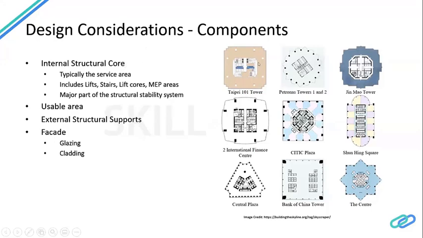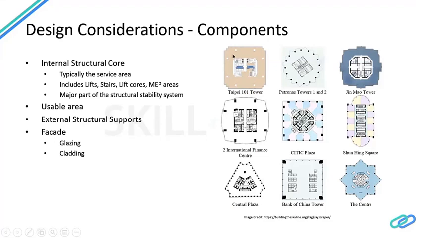So the first one is the internal structural core, which is this one, if you can see my mouse pointer. So this forms the structural core of a tall building. Now, these cores provide various utilities. One is this acts as the typical service area, which includes all the lifts, the stairs, the MEP areas. MEP is mechanical, electrical, and plumbing. So all the service requirements are accommodated within this structural core. And it also acts as the main structural stability system of the building, which I'll explain shortly.